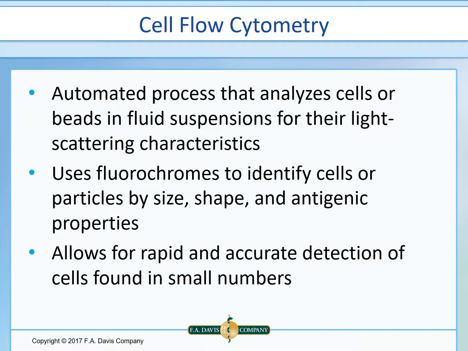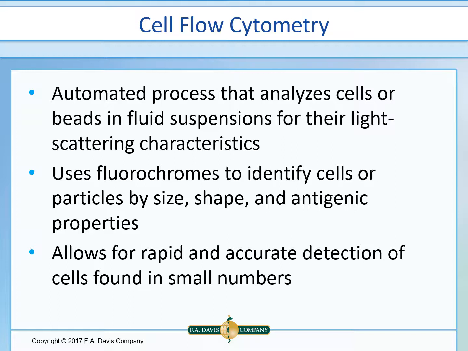Cell flow cytometry uses fluorochromes to identify cells. A fluorochrome, or a fluorescent molecule, is one that absorbs light across a spectrum of wavelengths and emits light of lower energy across a spectrum of longer wavelengths. Each fluorochrome has a distinctive spectral pattern of absorption and emission.